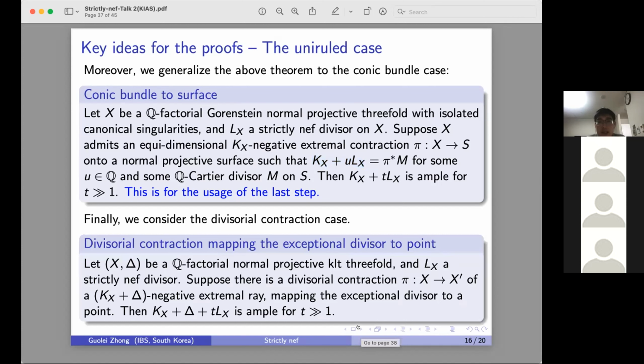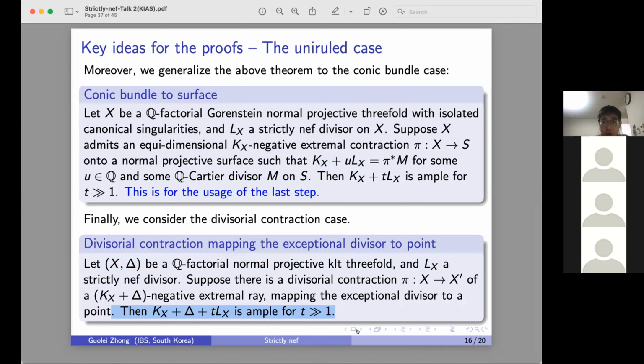And so finally, in our Gorenstein terminal case, Gorenstein isolated canonical singularities case, we don't have any small contractions. So except for the fiber contractions, we only need to deal with the divisorial contractions. One divisorial case is easy. If there is a divisorial contraction mapping the exceptional divisor to a point, then we can show this is ample just by using some ramification divisor formula and some calculations. Then we can show the original Kx plus delta plus TLX is ample. So this case is also easy.